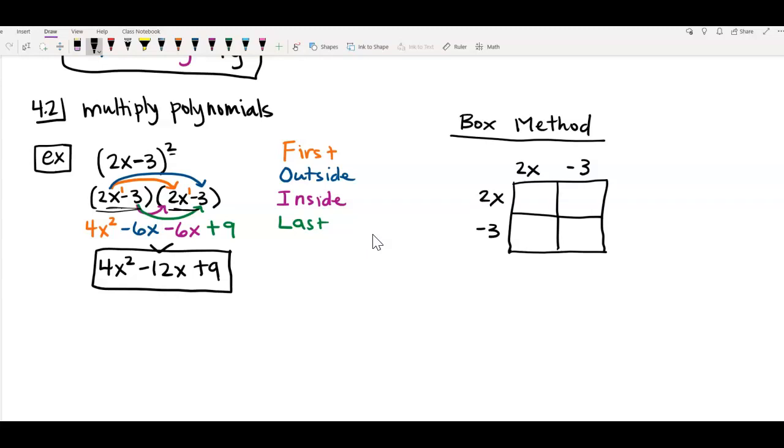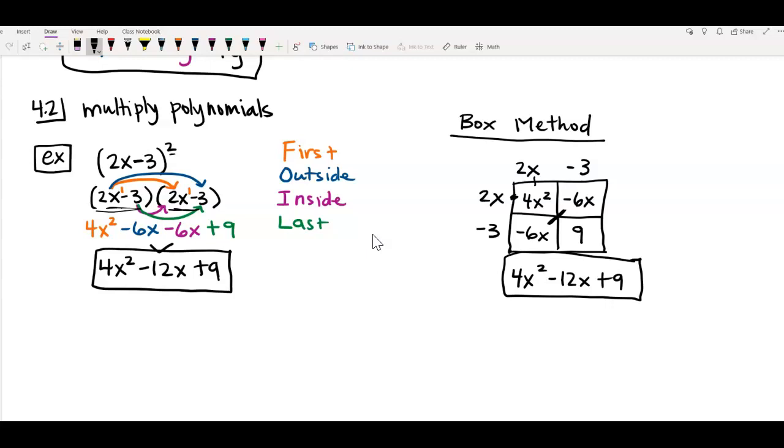And then I'm just multiplying the row by the column. So 2x times 2x gives me 4x squared. 2x times -3 is -6x. 2x times -3 is -6x. And then -3 times -3 for this last box would be +9. So that looks like it's saying it's negative, but it's not. So our answer is 4x squared. Add those terms together along the diagonal because those are like terms. And then you'd have your answer.